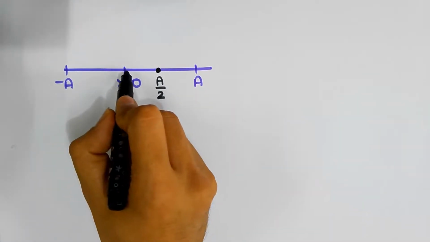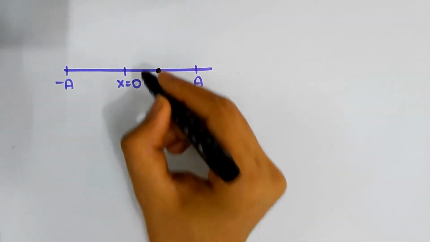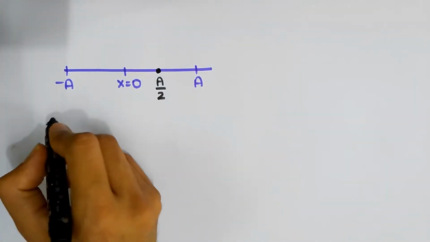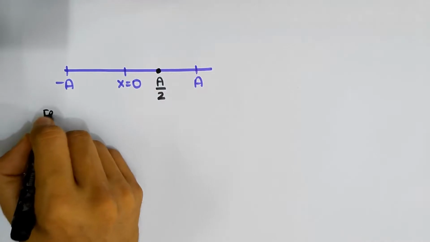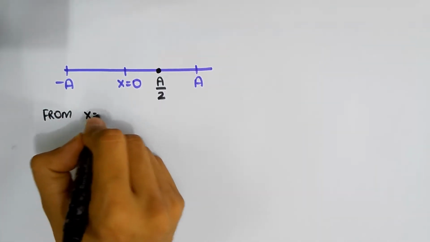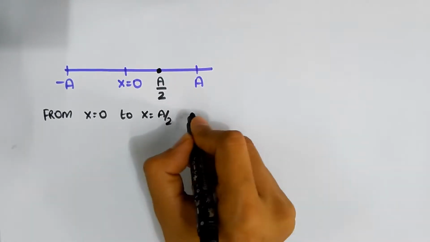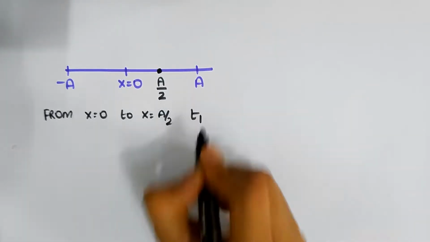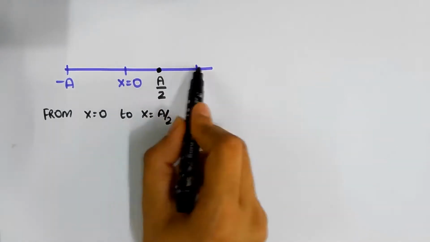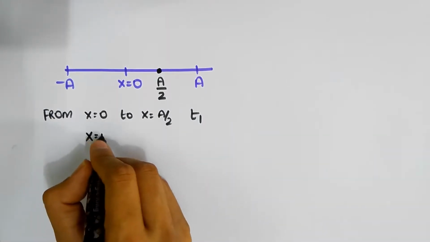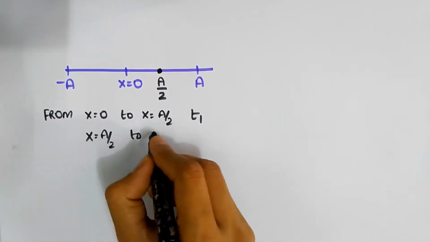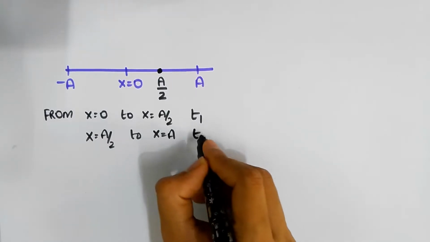So let's say the time taken to go from x equal to 0 to x equal to a by 2, let's call that time t1, and the time taken to go from a by 2 to x equals a, let's call that time t2.